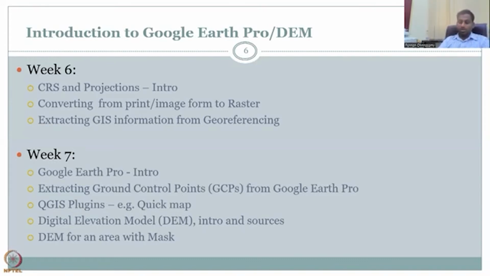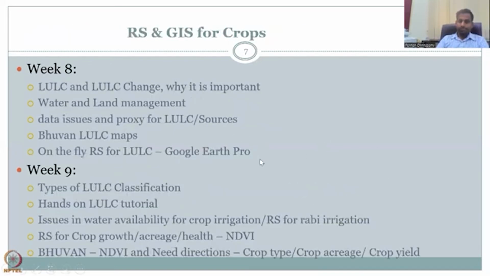Then we jumped into digital elevation models, which are very, very important. They capture the elevation gradient across the area. We gave an introduction to these models, their sources, and how to extract them out using the raster data tool, which is the mask.